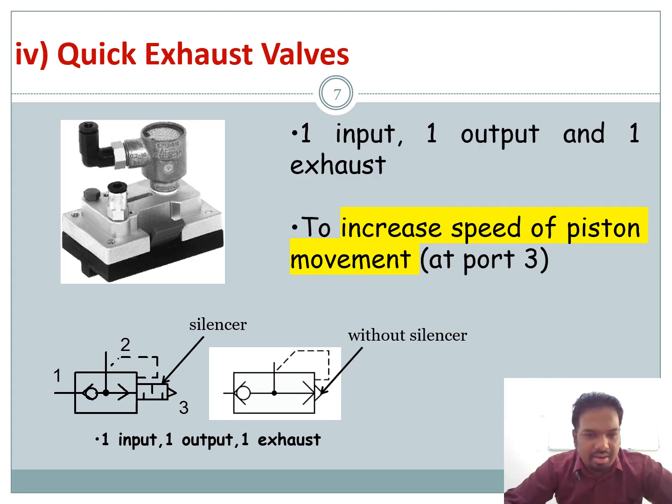Okay, so you can see the symbol. So this is with silencer and without silencer. The function of the silencer is to reduce the sound of the operation. Normally pneumatic systems will have a lot of sound. Because this involves air, it will be fast, so the valve will be operating very fast.